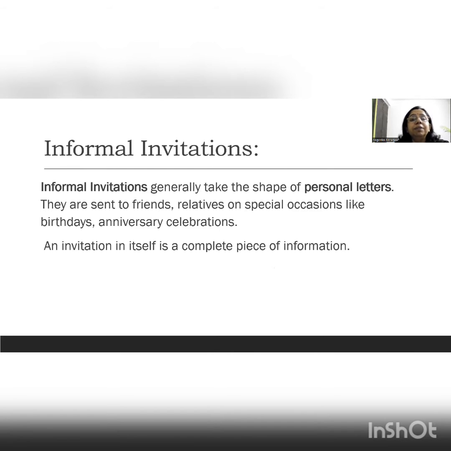Now another type is informal invitation. So informal invitation हम भेजते किसको है? Generally they take the shape of personal letters. They are sent to friends, relatives, or for special occasions like birthdays, anniversary celebrations. So as the name suggests, informal, we send these types of invitations to our friends, relatives, और वो भी किसी special occasion के लिए, suppose करिए birthdays हो गया, anniversary celebration हो गया. So this we write in the form of a personal letter, जैसे informal letter लिखते हैं.